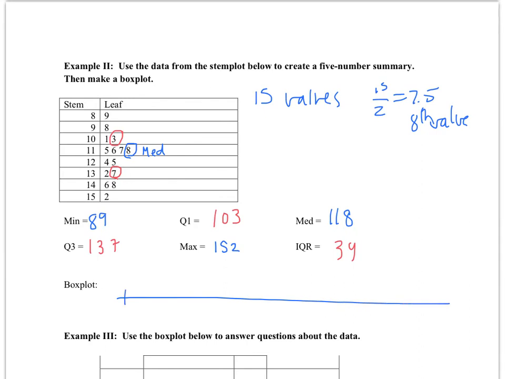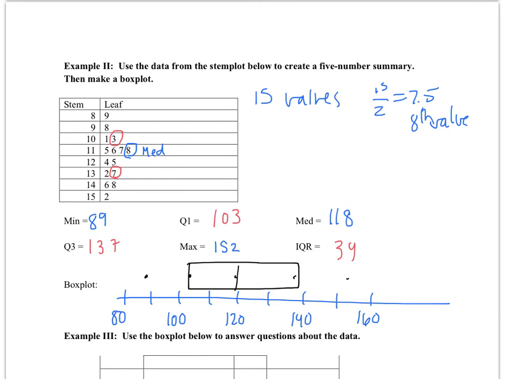When I go to make my box plot, I'm going to label my axes. I need to go from 89 to 152, so I'm going to start counting at 80, and then just like I did on the previous problem, count by tens. And then from here, we're going to put a point at each of those 5 numbers. And then we draw the rectangle to represent the middle 50% and the whiskers to represent the max and the min. Pause the video and answer the questions below.